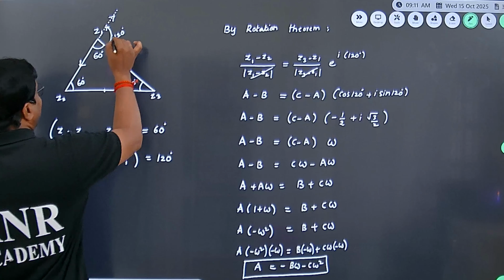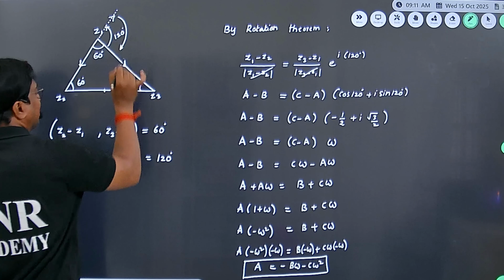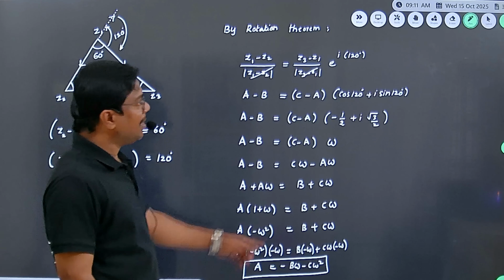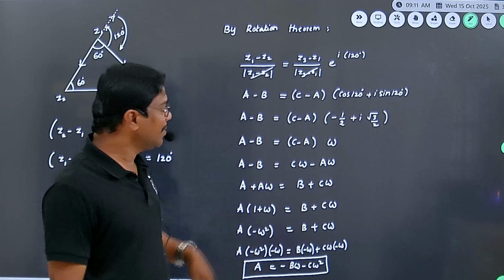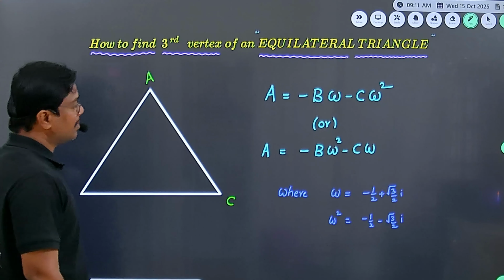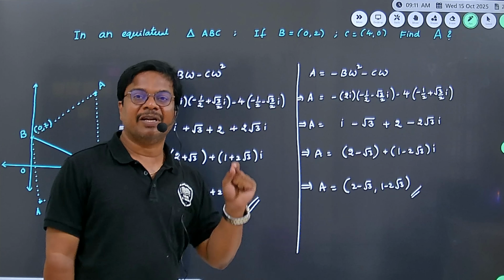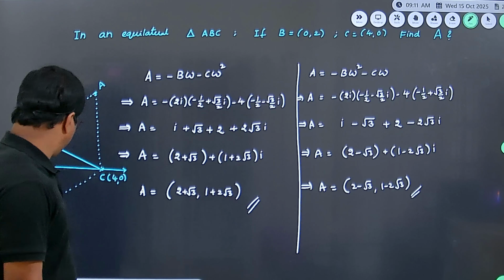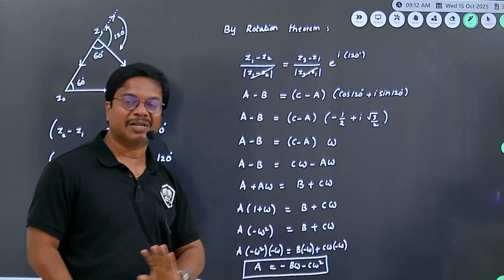If the direction is clockwise, then you will get minus 120 degrees here. Automatically in place of omega we get omega square, and that gives the second result, that is this one. A becomes minus B omega square minus C omega. So this is the short technique to find the third vertex of an equilateral triangle when two of its vertices are given, and this is the proof. You can find another result by writing here the angle minus 120 degrees.